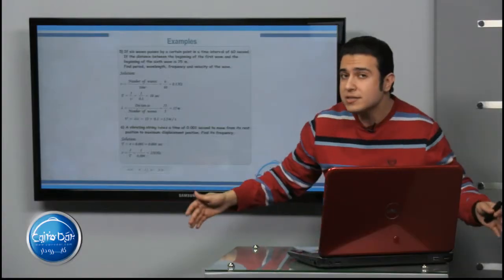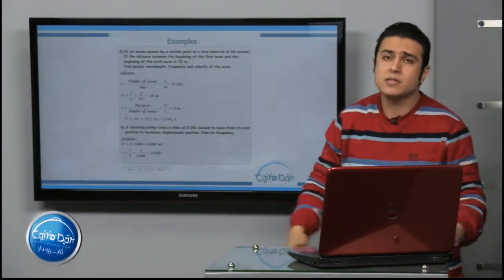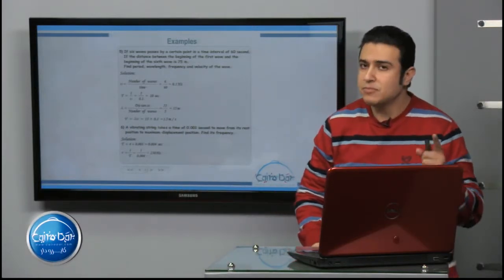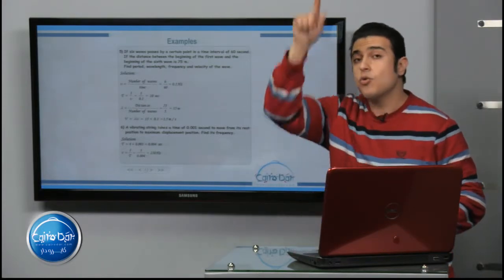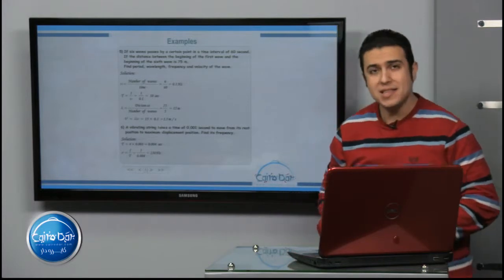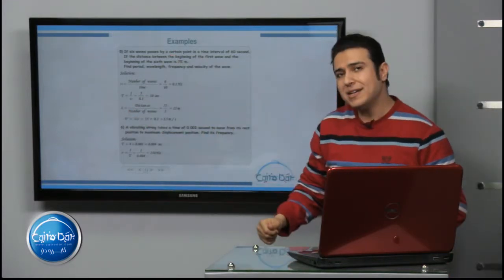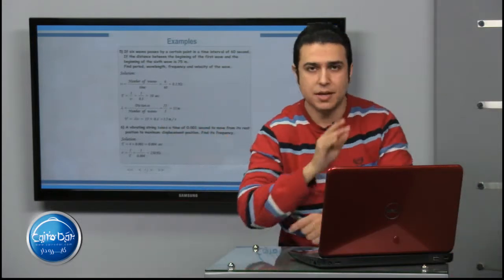That's for the frequency. But to calculate the periodic time, or the period, is very easy. Periodic time is the reciprocal of the frequency. So periodic time T equals 1 divided by nu. 1 divided by 0.1 equals 10 seconds. That's for the periodic time.